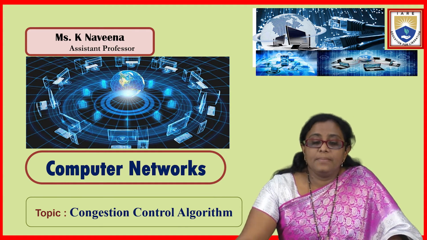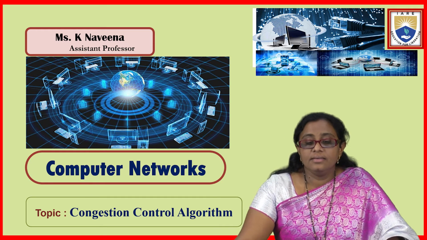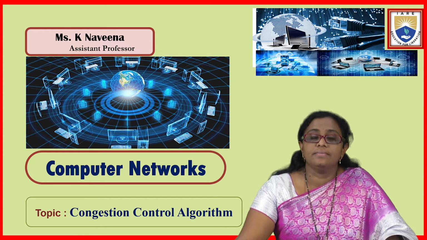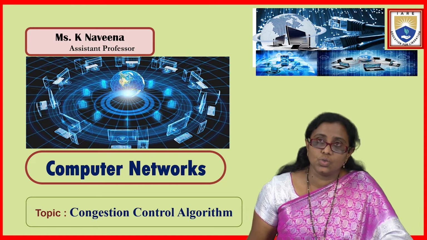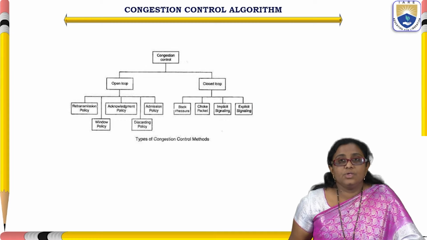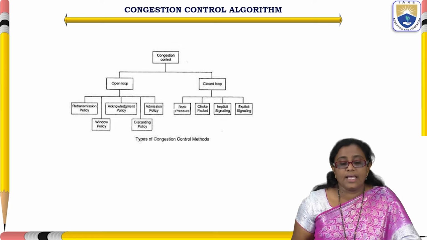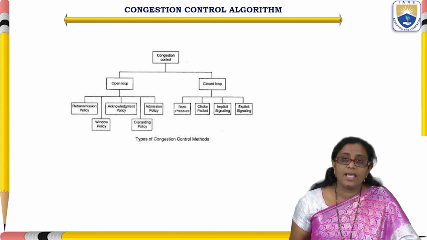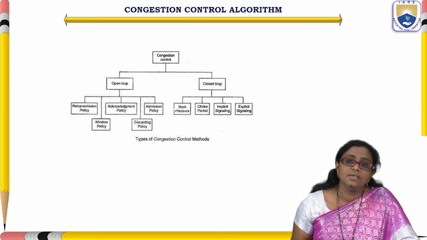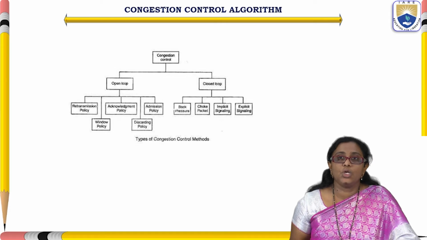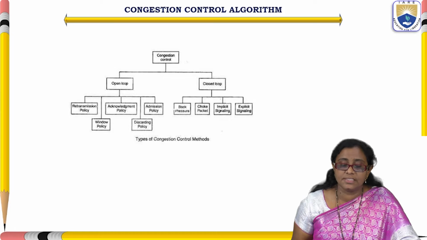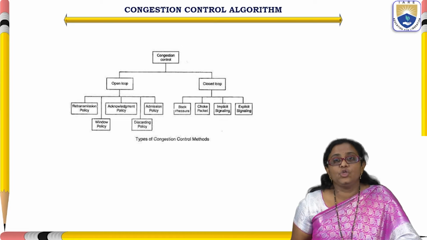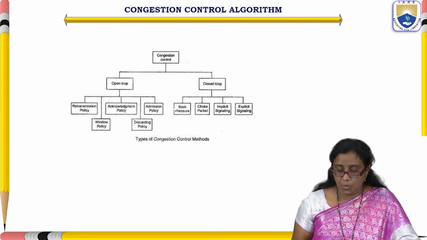And today, my concept video is regarding the congestion controlling algorithms. In this, I want to discuss the types of congestion control algorithms, the two types being open loop and closed loop. Under open loop: the retransmission policy, acknowledgement policy and admission policy. Coming to closed loop: back pressure, choke packet, and implicit and explicit signaling. And under this, the window policy and the discarding policy.